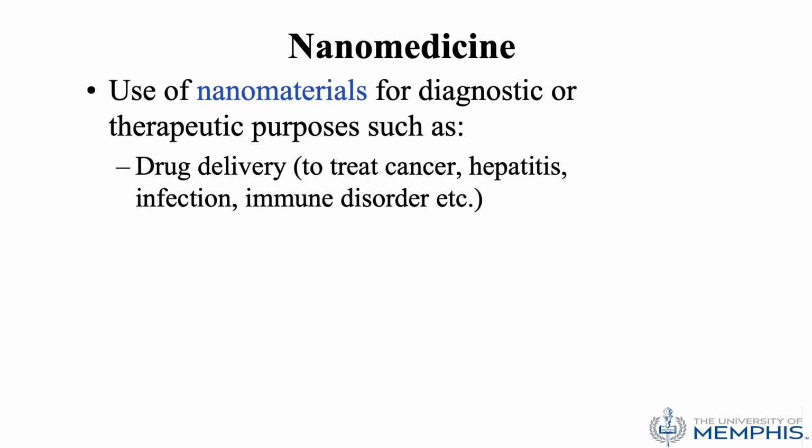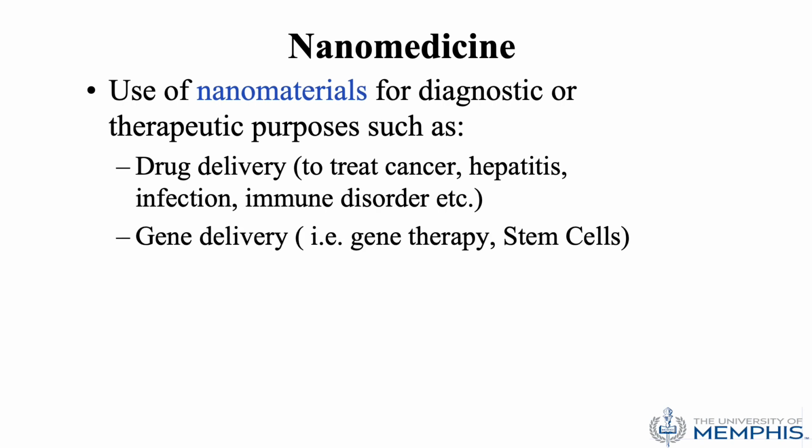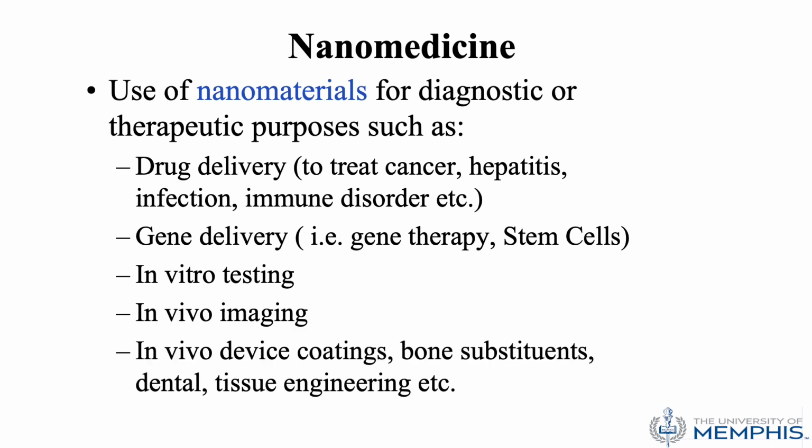An example is drug delivery, where you use nanomaterial to deliver things to treat cancer, hepatitis, infection, immune disorder, etc., whatever the disease that you try to tackle. Or, in the case of gene delivery, you can use nanomaterial for gene therapy, for stem cell research, or in in vitro testing and in vivo imaging. Also in vivo device coating, bone substitutes, dental and tissue engineering, etc. So it is widely spread.